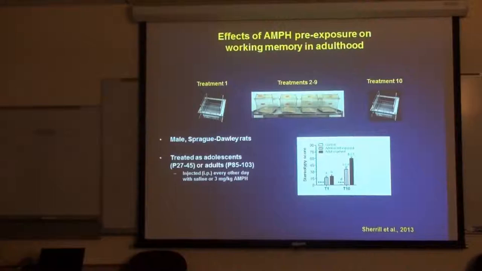We gave them that every other day during a period that is considered to be a large portion of adolescence in rats, postnatal day 27 through 45. And in the adult exposed animals, we gave it to them between P85 and 103. The initial injection we did in an open field like this, where we can measure activity and things like stereotypy, which is repetitive motor patterns of behavior that often develop with drugs like amphetamine. Then we injected them repeatedly in another environment and then brought them back on the last day to look at them in the monitoring chamber again.